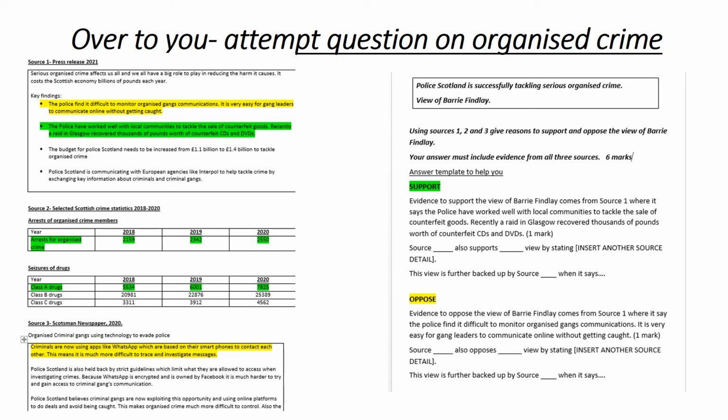Now, I've put the template on your sheet to help you to answer this here, so you just need to fill in the blanks. And I've also done the first point for support for you and the first point for oppose for you. So you've got 2 marks out of 6 already, so you just need to find another 4. I've also highlighted some points in green to support the view in the question, which you can use, and a couple of points in yellow that you can use as well. So you just need to try and find a few more to help you to answer this question. So use what's there on the worksheet to help you to answer this.